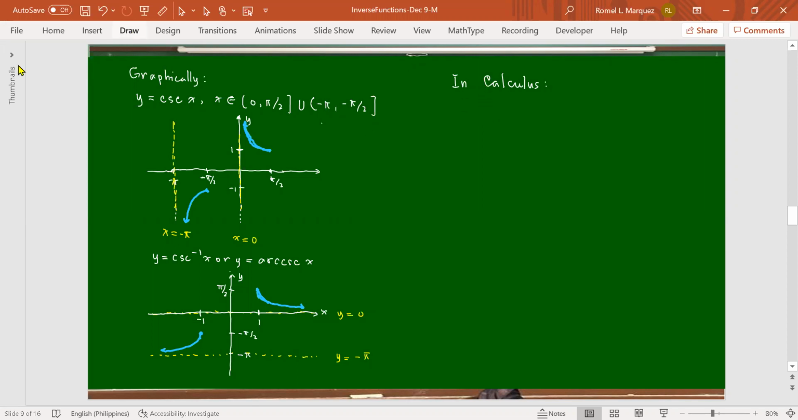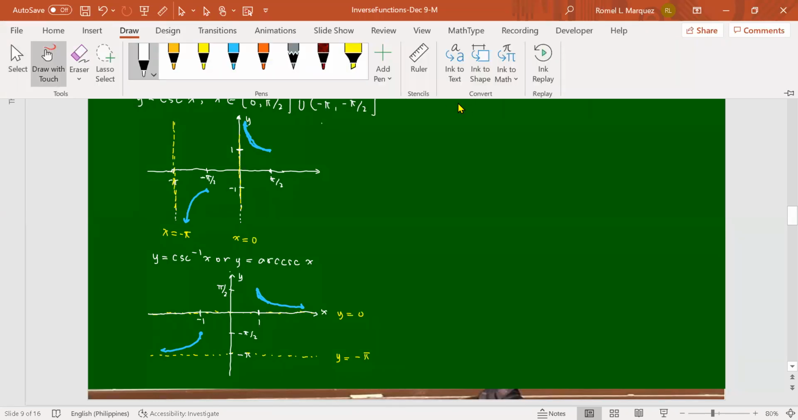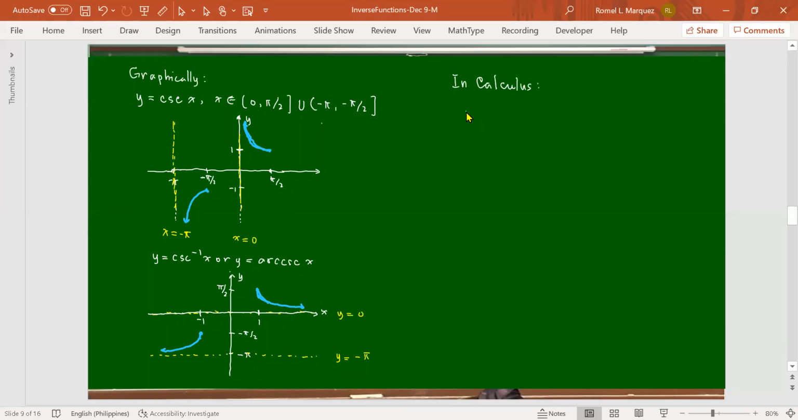So in calculus, we encounter this formula. That is actually one of the objectives why we choose this, or why other authors choose this restriction. If you have a derivative with respect to x, I'm not really sure if you are familiar with this, but let me introduce this to you. Of cosecant inverse of x, we have -1 over x times the square root of x squared minus 1. Okay?